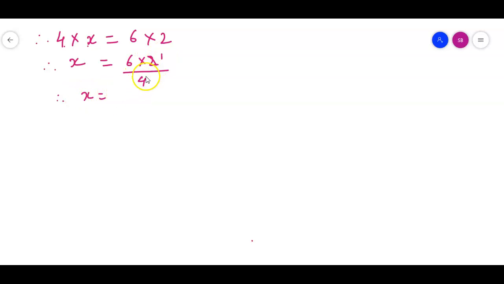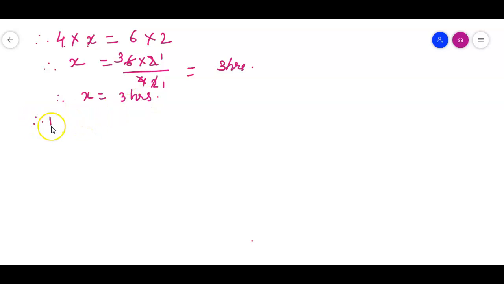We know that 2 1s are 2 and 2 2s are 4, and again 2 1s are 2 and 2 3s are 6. So we can divide like this. So this is 3 hours, right? So x is equal to 3 hours.